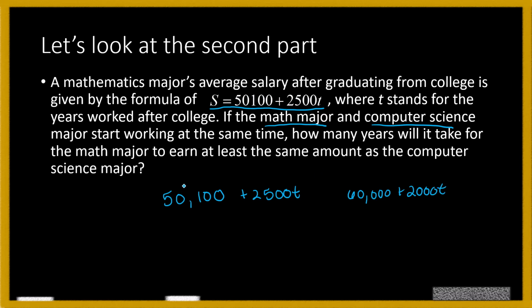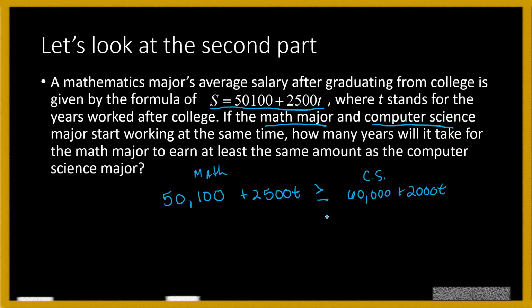So what we're asking is, we know this again, let's write this here. This is our math major. This is our computer science major. We want to know when the math major is going to be at least the same amount or more than the computer science. So I'm going to write this as, when is the math side going to be greater than or equal to at least the computer science side? That's the setup for this equation, because again, we're comparing the two salaries that are only given by formulas.